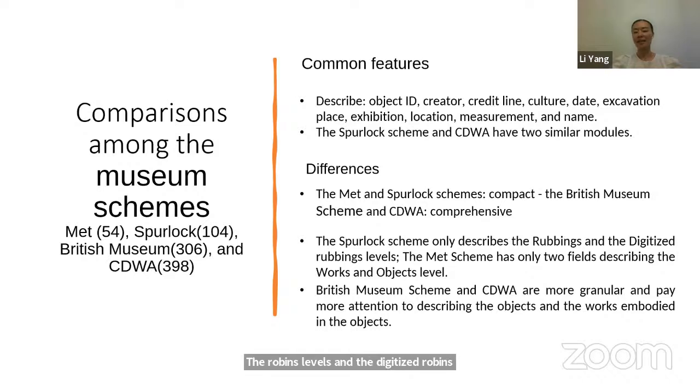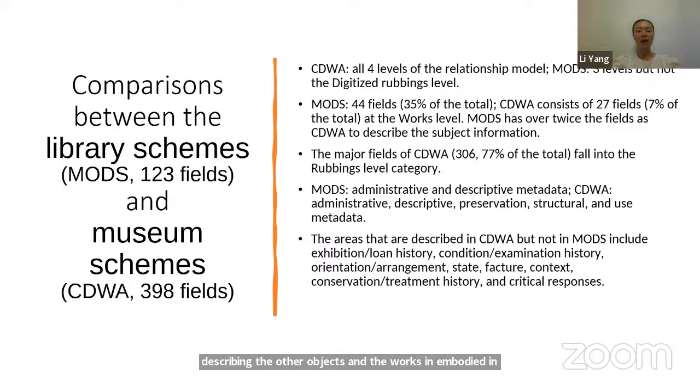Compared to the compactness of the Met and the Spurlock schemes, the British Museum scheme and CDWA are comprehensive in terms of the numbers of fields and the coverage of levels. They are more granular and pay more attention to describing the objects and the works embodied in the objects. Next slide, please. We also did a comparison between MODS and CDWA, the representatives of library schemes and museum schemes.